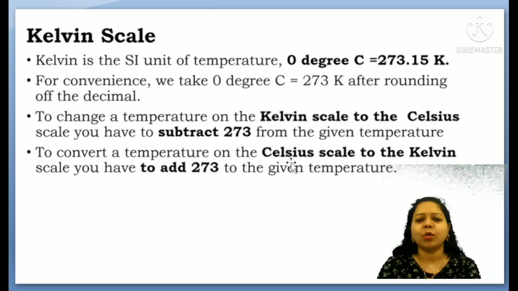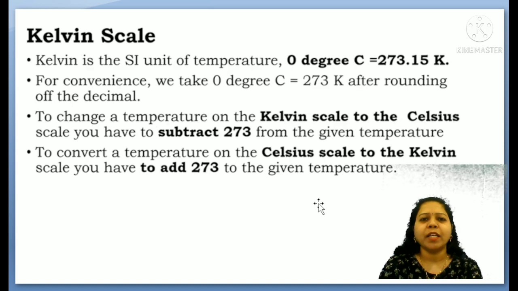How to convert a temperature on the Celsius scale to the Kelvin scale? You have to add 273 to the given temperature. Now if we want to convert temperature from degree Celsius to Kelvin, then what are we doing? We are adding 273 to the Celsius temperature, and we get the temperature on the Kelvin scale. For example, 1 degree Celsius is the temperature of any substance. We want to convert it into Kelvin, so we add 273 to that. 1 plus 273 is equal to 274 Kelvin.